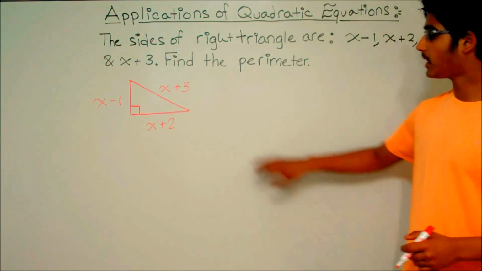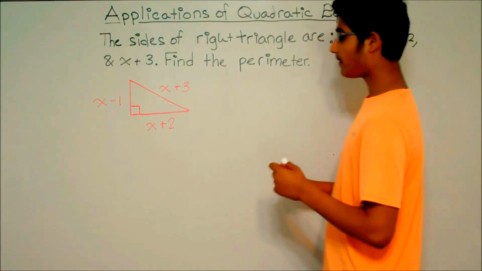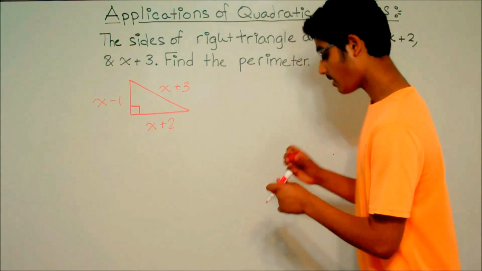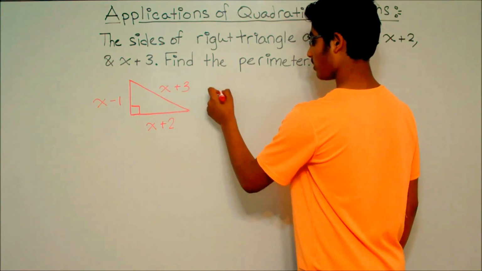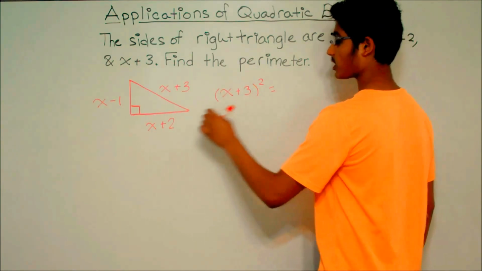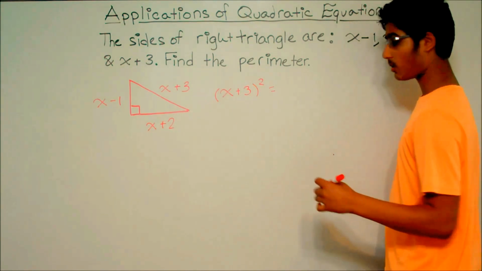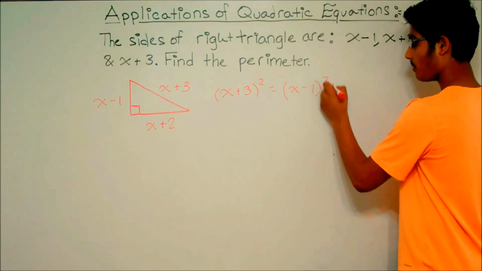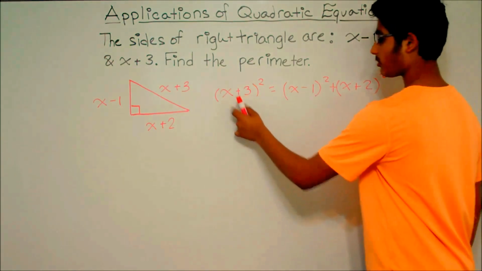So, because we know this is a right angled triangle, we can find one of these sides in terms of x, or the other sides, using the Pythagorean Theorem. So we know that the hypotenuse squared, so x plus 3 squared, would be equal to the square of this leg plus the square of this leg. So a squared plus b squared equals c squared. So x minus 1 squared plus x plus 2 squared becomes x plus 3 squared.